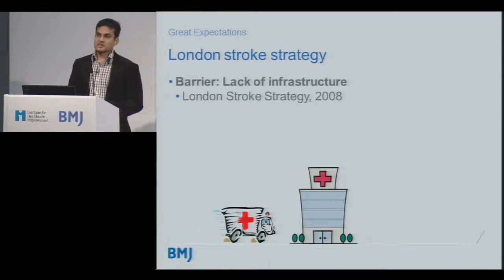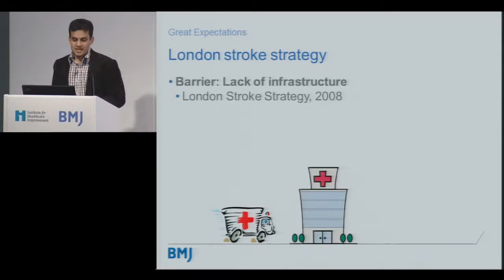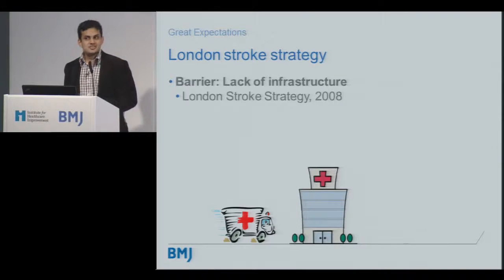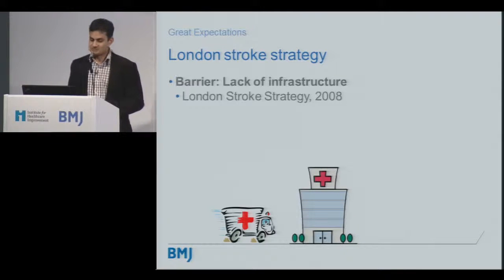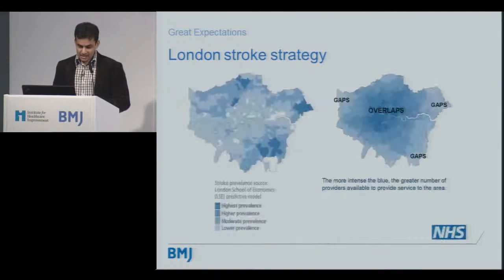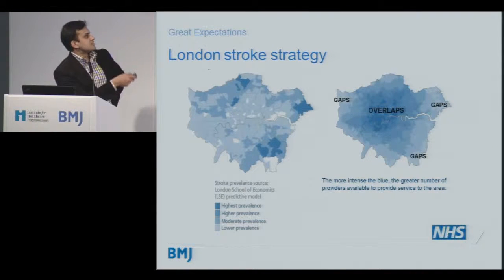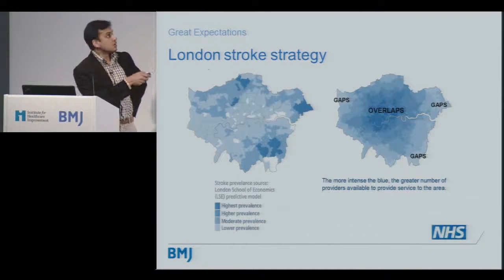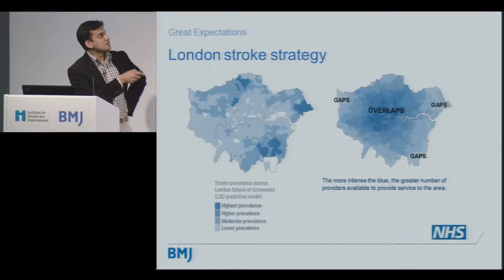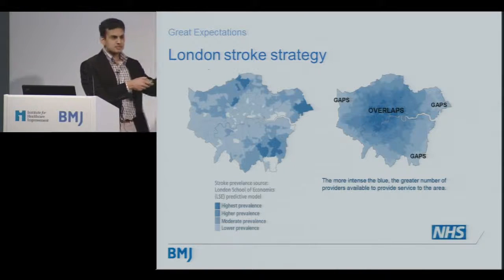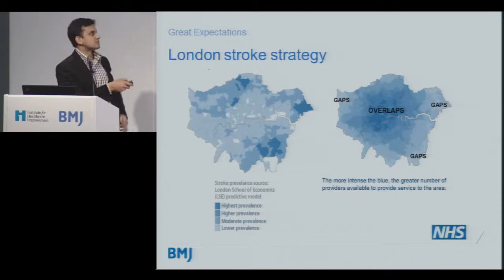What about hospitals themselves, taking people to the right hospital? Ironically, London had a bit of a problem with that a few years ago. I'll show you two maps of London. This map on the left, from the mid-2000s, looks at the prevalence of strokes. The darker the area, the more strokes that happen there. You can see that generally more strokes seem to happen around the outskirts of London, probably due to demographic characteristics. Older people tend to be further out in the suburbs.